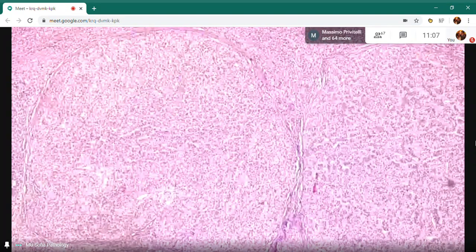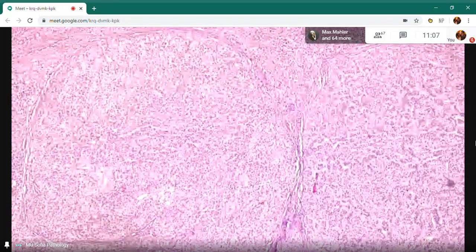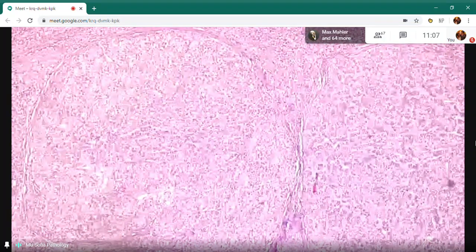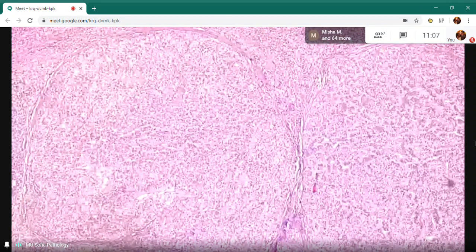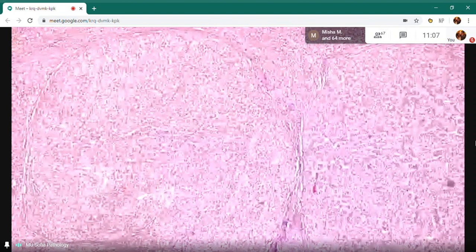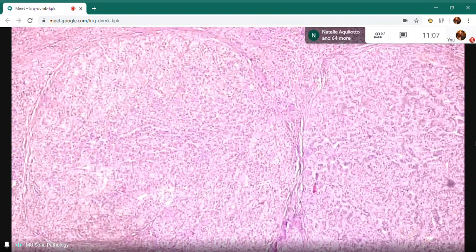P53 protein. No, this Alpha... Alpha-fetoprotein. Alpha-fetoprotein, yes, you're right. Alpha-fetoprotein is increased. It's non-specific, okay, because it can be increased in many other liver diseases.